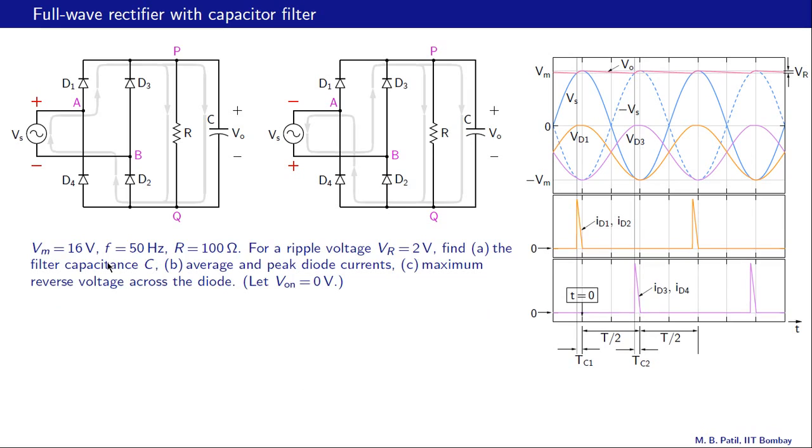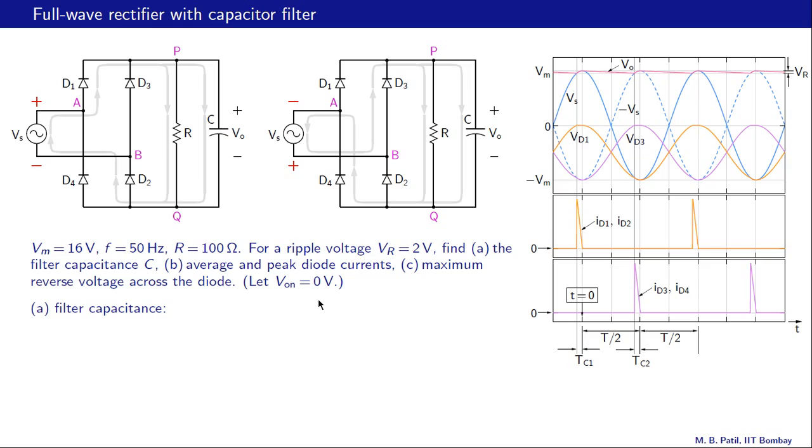Here is a numerical example, and we have kept the numbers the same as the half wave rectifier circuit. The maximum input voltage is Vm equal to 16 volts. Frequency is 50 Hz again. The load resistance is 100 ohms. And for the same ripple voltage of 2 volts, we want to find the filter capacitance, the average and peak diode currents, and the maximum reverse voltage appearing across each diode. Once again, we will assume the voltage drop across the diodes to be 0 volts when they conduct.